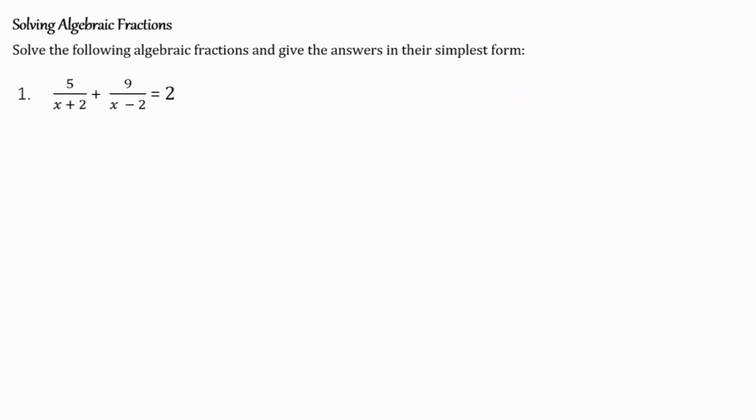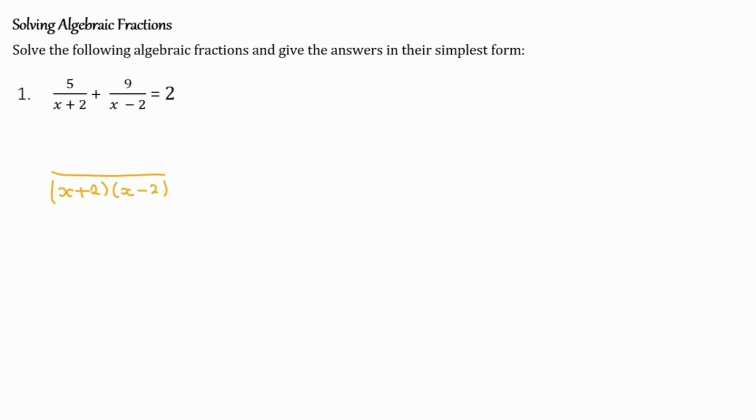In this question, we have 5 over x plus 2 plus 9 over x minus 2 is equal to 2. So first, in order to add the two fractions on the left-hand side, we need to find the lowest common denominator. And to do that, because these are algebraic expressions, we would simply multiply both the denominators, which would be x plus 2 multiplied by x minus 2.